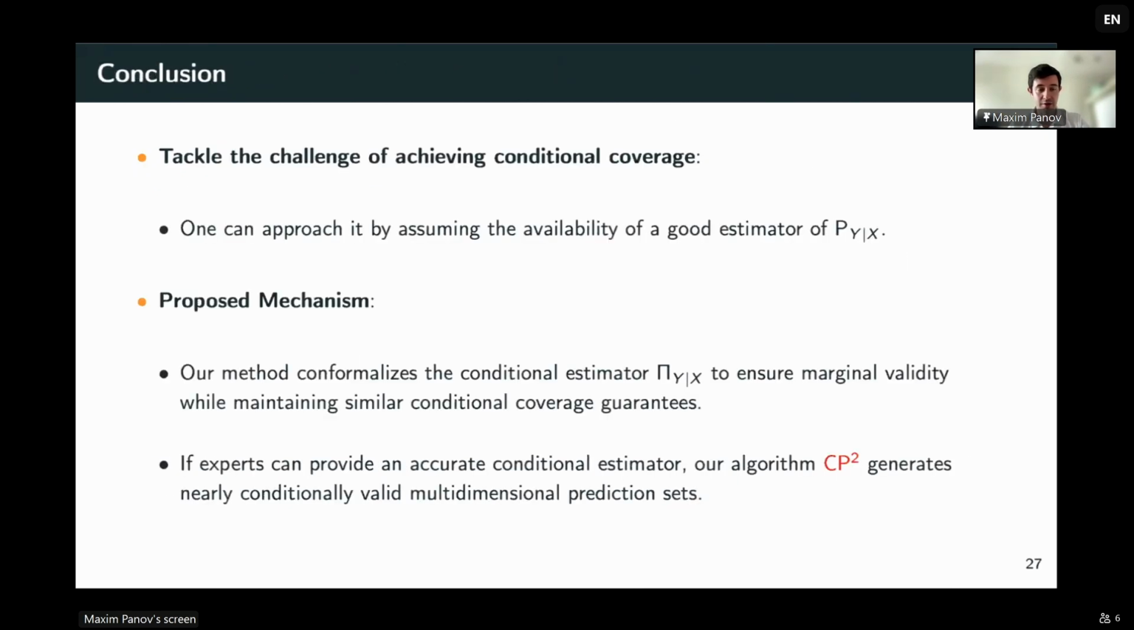All right, so to conclude, what we did: we used an estimator of a conditional distribution within the conformal prediction framework, and our aim was to achieve conditional coverage. Our proposed mechanism was exactly to conformalize this estimator to ensure marginal validity and maintain conditional validity. And basically, if our estimator is good, then the proposed method will give approximately conditionally valid prediction sets.